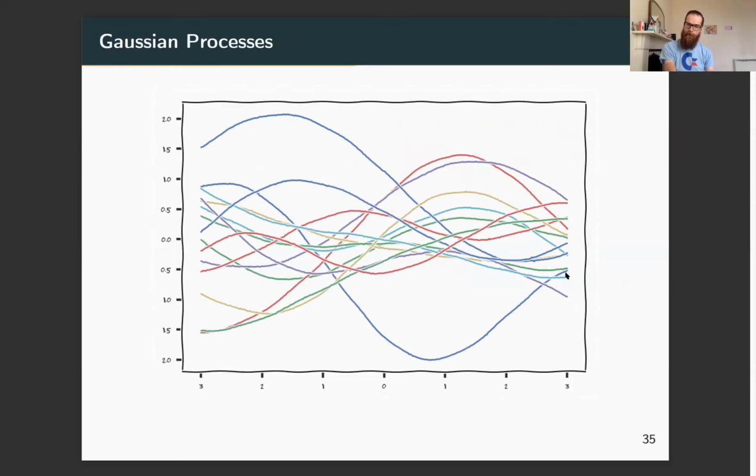And importantly, this space here, these functions, contains all possible functions. It's just that my preferences have been encoded in this covariance, so certain ones I believe in more than others.